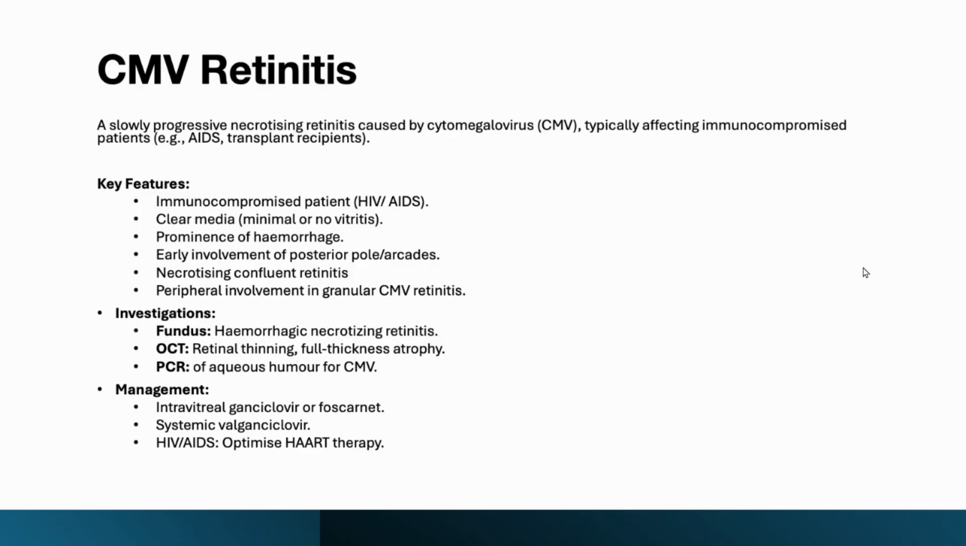The classic presentation includes painless vision loss, and fundus examination reveals hemorrhagic necrotizing retinitis, often described as a pizza pie appearance due to the combination of retinal whitening and hemorrhages. Management includes intravitreal antivirals, along with systemic valganciclovir. For HIV/AIDS patients, it's important to optimize highly active antiretroviral therapy.